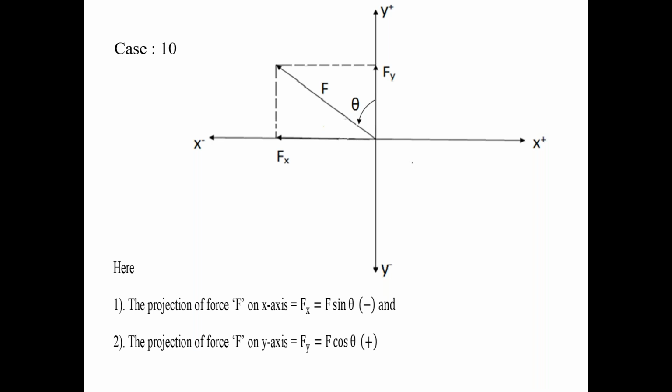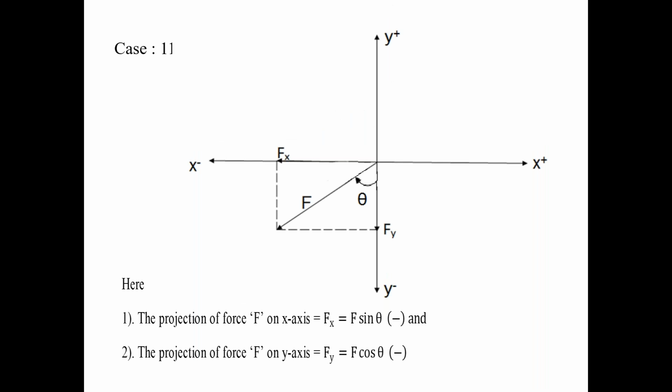Fy is equal to f cos theta, positive projection. Now coming to the next condition, the 11th condition. In that 11th condition, the force F is making the angle theta with the y-axis. Please everyone look at the 11th condition. The force F is making the angle theta with the y-axis.